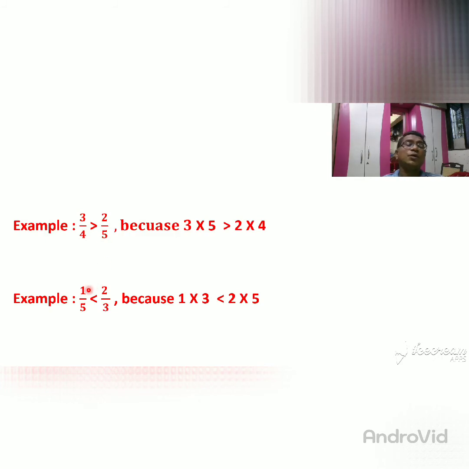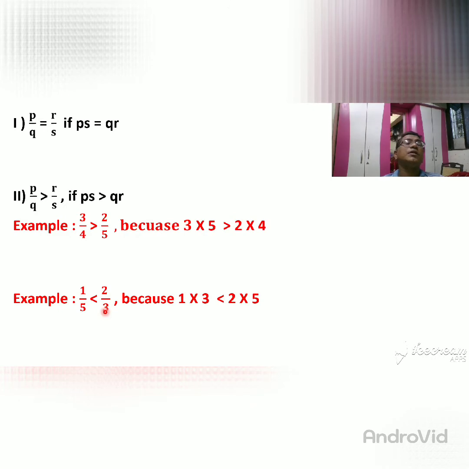Then another, 1 upon 5 and 2 upon 3. Here also we find the relation, which is greater. See, 1 multiplies 3, and 2 multiplies 5. 3 1s are 3 and 2 5s are 10. So 10 is greater, so the second multiplication is greater. So 2 upon 3 is the bigger number. So that is the rule.